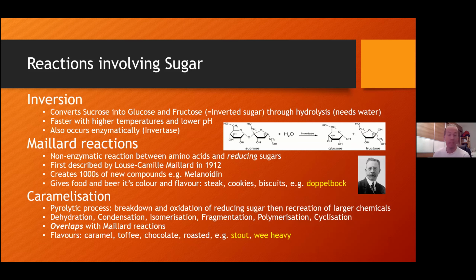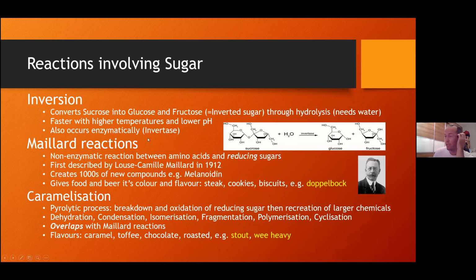Inversion, and that's really simple. It's changing sucrose into glucose. You need water to do it. So if you leave your table sugar standing, it's not going to invert itself. It happens faster at higher temperatures and lower pH, meaning acidic reactions. And it also occurs enzymatically with invertase, like we were saying.